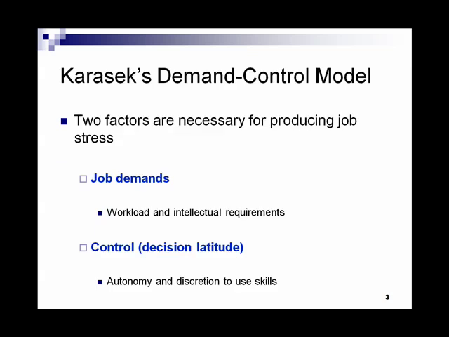Let's begin by talking about Karasek's demand control model. Basically, Karasek told us that there are two factors that interact with each other, job demands and control, to determine the amount of stress an employee experiences. Job demands refer to how much of a workload we have, as well as the intellectual requirements of a job. Control, or another name for it, decision latitude, refers to how much autonomy we have or how much decision making we have to perform our own job.